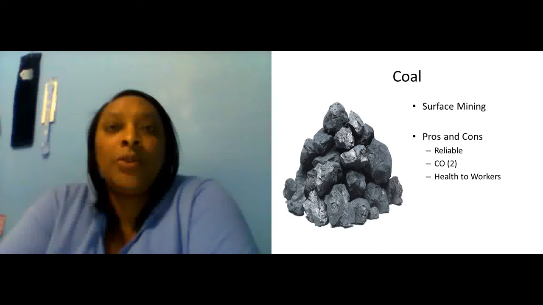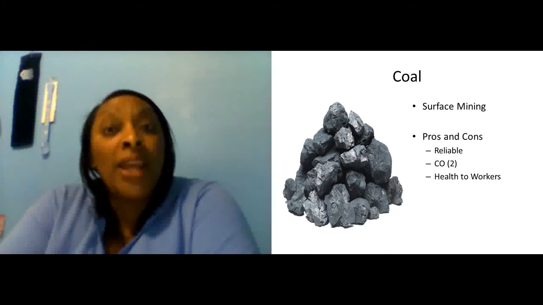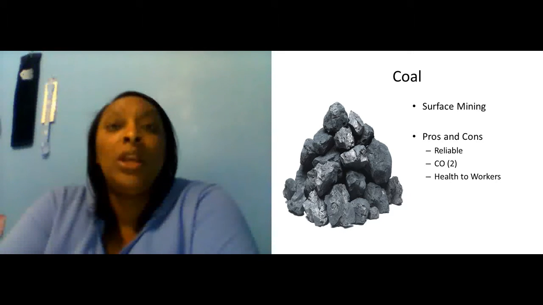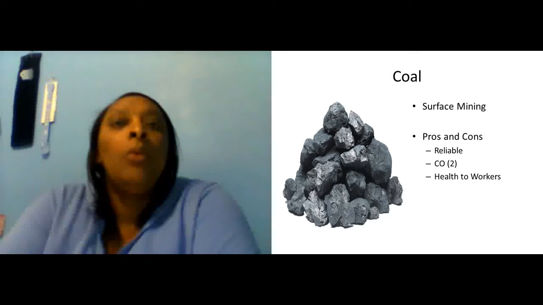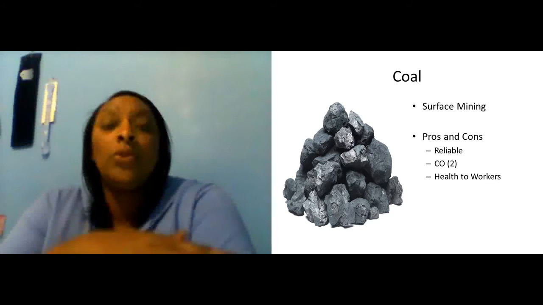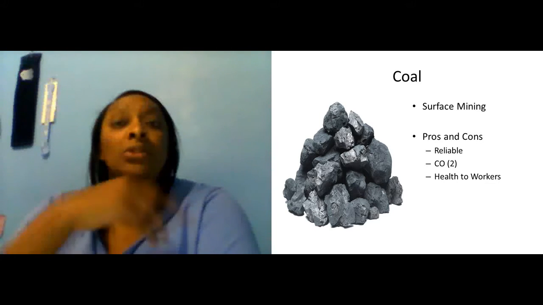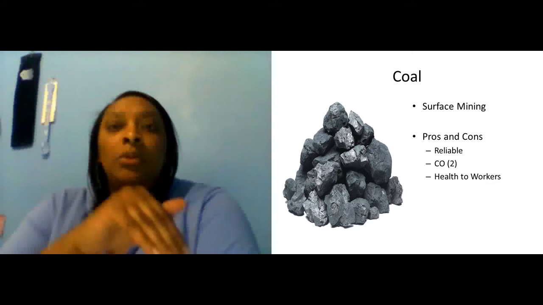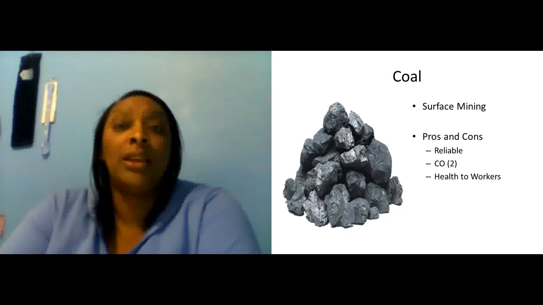The first fossil fuel that we are going to be looking at is coal. Now keep in mind that you mine for coal, okay? It's not drilled for or harvested, you mine for coal, okay? One of the most popular methods of mining is surface mining. Okay, so that's when you're scratching through the surface. Now keep in mind there's surface mining and there's deep pit mining as well, and that's when you go below the surface to find things.